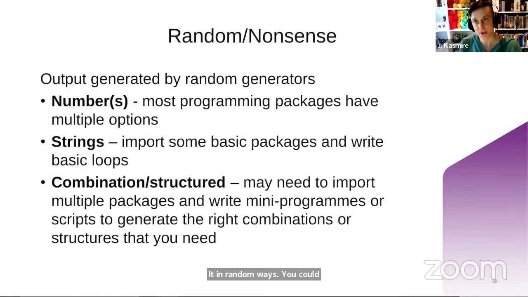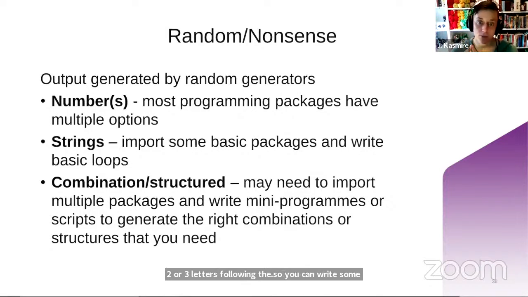You can also generate some strings. Some basic packages and loops can give you a first name sort of thing and a surname sort of thing, and you can populate some fields with this much more easily than trying to hand write a bunch of fake names. And you can do combinations of more or less structured things. You might need to import a few packages and write mini programs or loop scripts to, for example, create a bunch of fake email addresses that have text, an at symbol, more text, a dot, and two or three letters following the dot. So you can write some basic rules here.